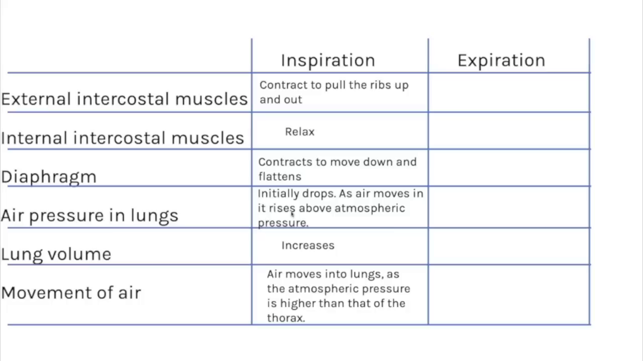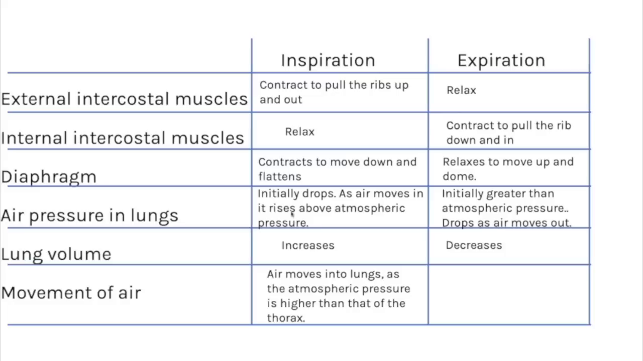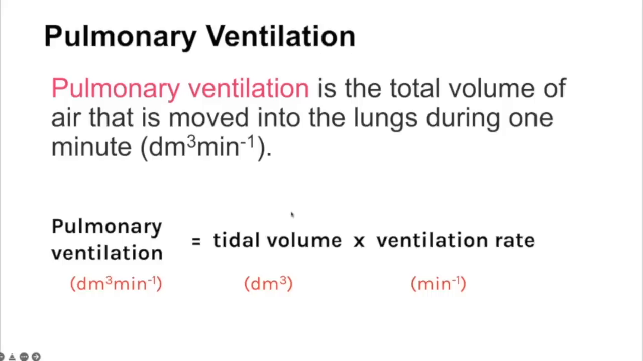Now, when you exhale, it's exactly the opposite. So this time the external intercostal muscles relax, the internal will contract, and that pulls the rib cage down and back in. The diaphragm relaxes, which causes it to dome upwards. And as a result, the actual volume in the thorax, that space, is smaller. And because we have a smaller space or a smaller volume, that causes the pressure to increase. And that is why the air is forced out of the lungs.